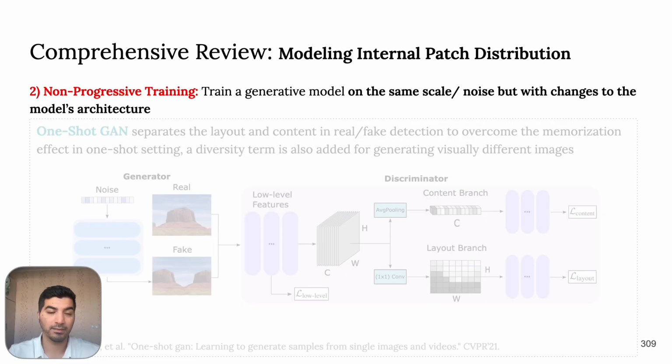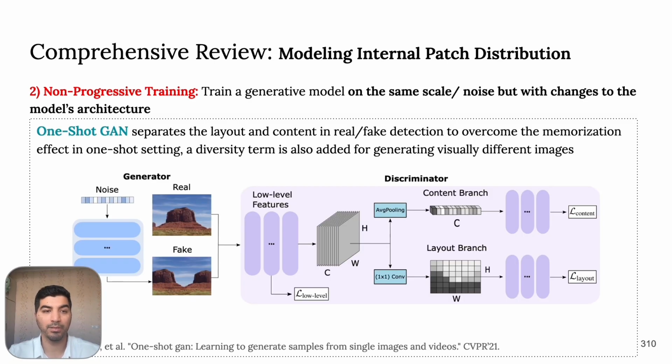The second subcategory is non-progressive training. In this subcategory, they train a generative model on the same scale or noise, but with changes to the model architecture. As an example, we have this one-shot GAN paper from CVPR 2021. This paper is inspired by style transfer literature and it separates the layout and content in real fake detection to overcome the memorization effect in one-shot setting. They also have a diversity term for generating visually different images.